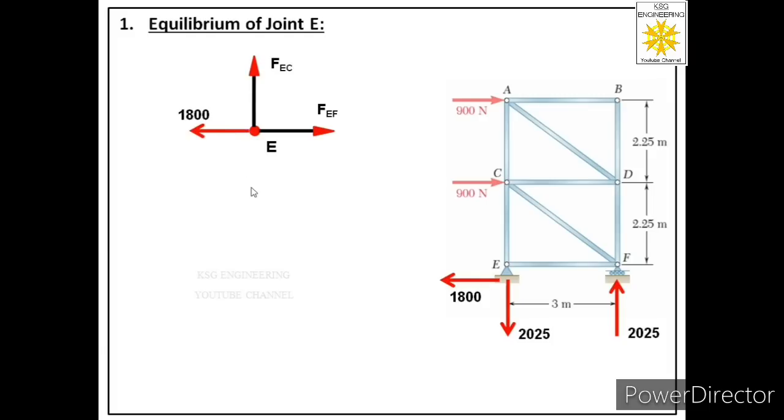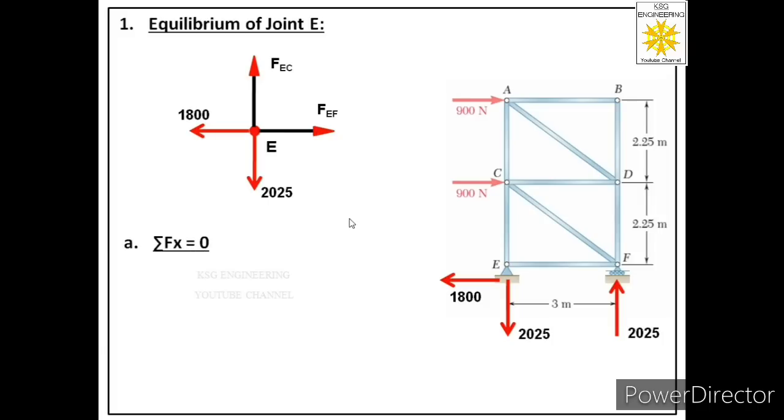So the first reaction is acting in horizontal direction towards left. Its magnitude is 1800. And second reaction is acting in downward direction. Its magnitude is 2025. After that we will see, is there any inclined force in the free body? No. In this free body there is no inclined force. It means we are ready with the free body of joint E. Now we can apply those equations of equilibrium.